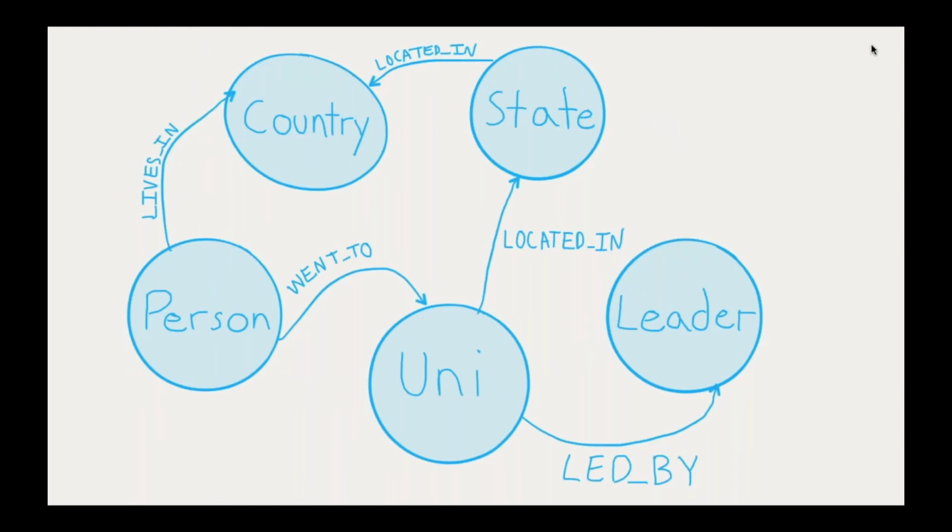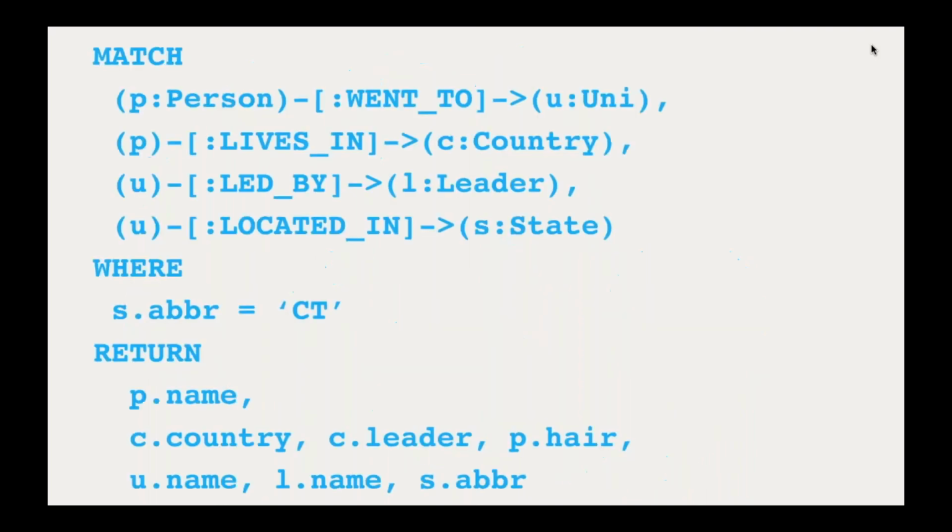So similarly, if we were to map the tables we saw earlier in this model, we have a person who lives in a country which is located in a state. That person went to a university that is led by a particular leader. And this is how easy it is to read the models that you create. You really should be basically using nouns for your nodes, verbs for your relationships, and you have properties, which are sort of your adjectives on your nodes, and you have properties on your relationships, which are adverbs.